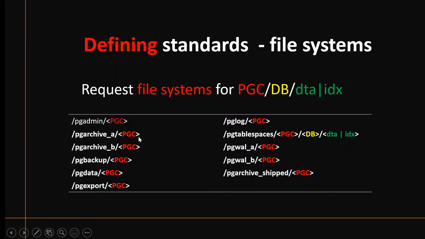The archived WALs is the same story. The archive command, which executes a script in our case, will copy the WAL file to archive location A, and with a separate tool, archive location B is kept in sync with A, so we always have two copies of the archived WAL files. We have a separate backup file system, a data file system, an export file system, and here the archive shipped to store the archived WALs that are coming from the master.